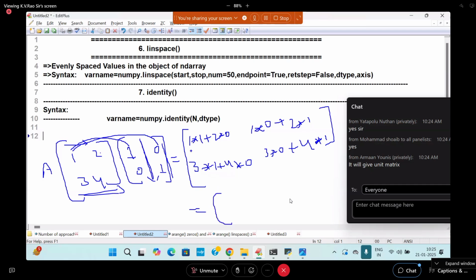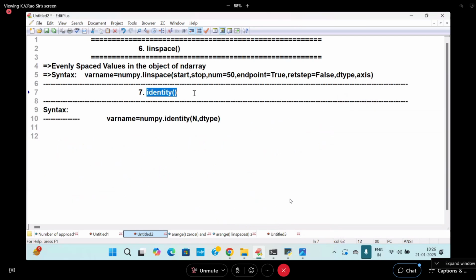What is the answer now? 1 into 1 plus 2 into 0 is 1. 1 into 0 plus 2 into 1 is 2. 3 into 1 plus 4 into 0 is 3. 3 into 0 plus 4 into 1 is 4. The same answer. When any matrix is multiplied with a unit matrix, the matrix remains the same. This is the simplest fundamental part at 9th and 10th class level. You must know about it. This is a fundamental property of the unit matrix.